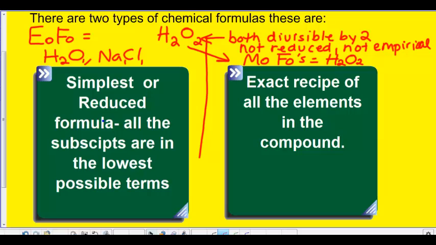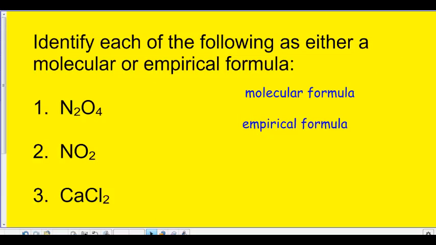Like another example of an empirical formula would be water. How do you make water? You need 2 hydrogens and 1 oxygen. So the subscripts may or may not be in lowest terms, but the idea is they're an exact recipe. And if something is not reduced, then it's definitely considered a molecular formula. Okay? So there's 2 different types of formulas, empirical and molecular. And when we write formulas, most of the time we're going to be writing molecular formula.